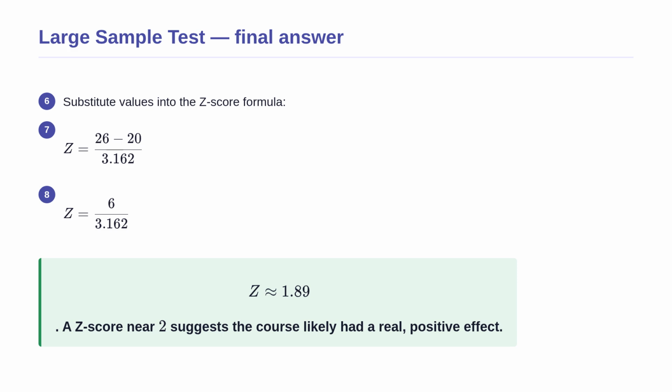In statistics, a z-score near 2 is generally considered the threshold for significance. Because 1.89 is fairly high, it suggests the training course likely did have a real positive effect, sitting just on the borderline of standard statistical proof.